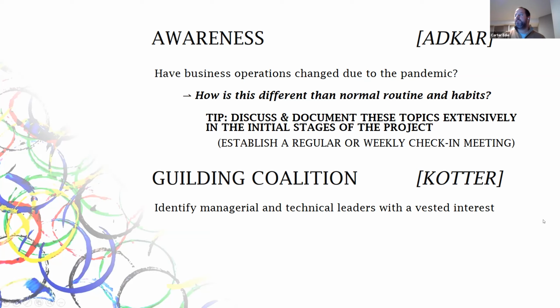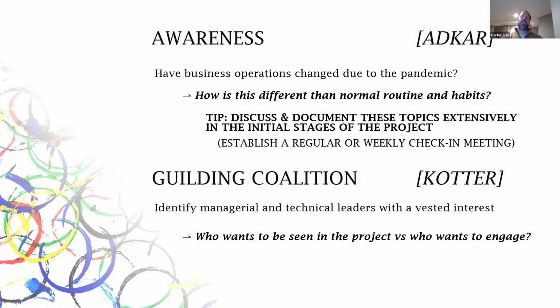So let's talk about Kotter. Let's take an example from building a guiding coalition. For your data project, you would identify managerial or technical leaders with a vested interest, people who are actually interested in what's happening with COVID, who can volunteer a little of their time to give you feedback on what their perspective is of what would be useful for the organization, or maybe other data sets they've happened upon in their free time.